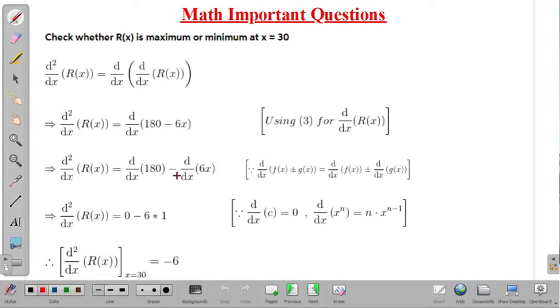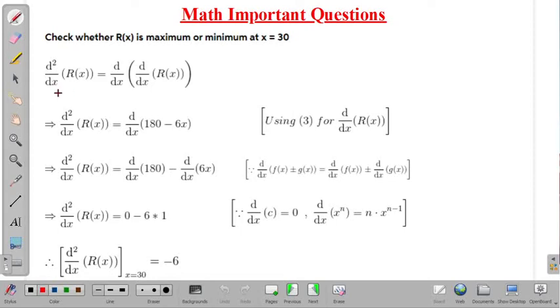Okay, so now we need to check whether R(x) is maximum or minimum at x equal to 30. So if our second derivative comes out negative, then it will be a maximum. If it comes out positive, then it will be a case of minimum.